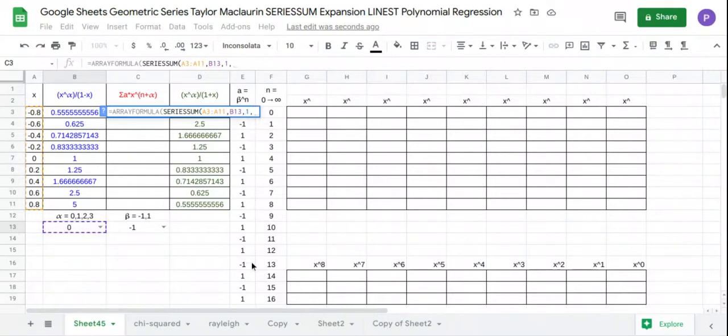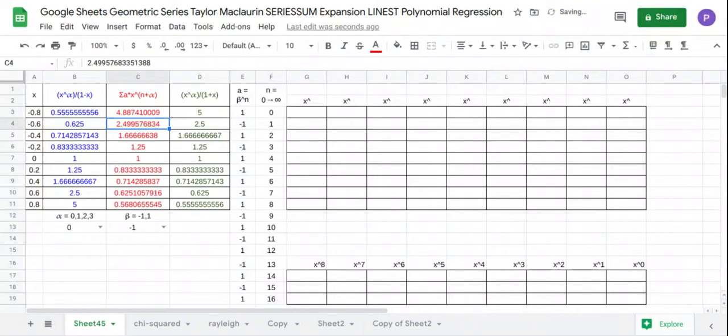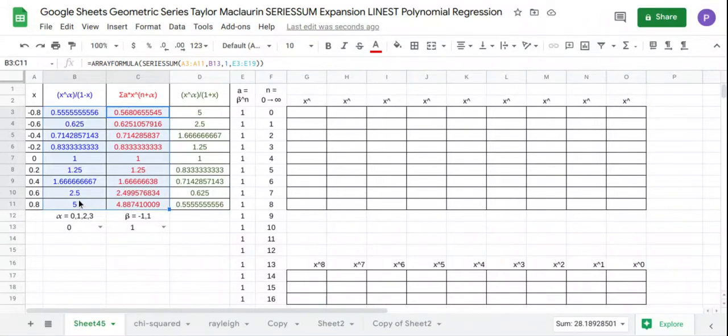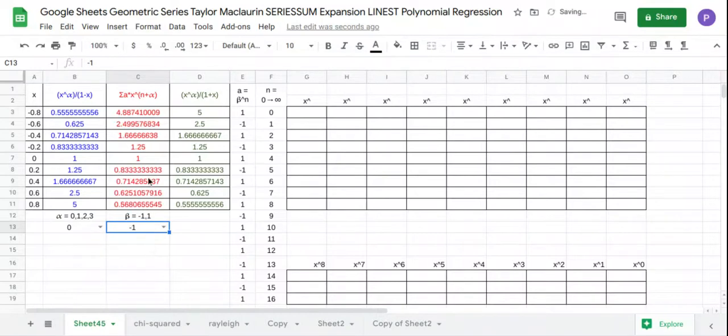And the coefficient a will be this range. So if we change this to 1, this approximates the 1 minus x. If this beta is -1, you have 4.88, which approximates 5, and 0.568 approximates 0.55. And we'll chart this.